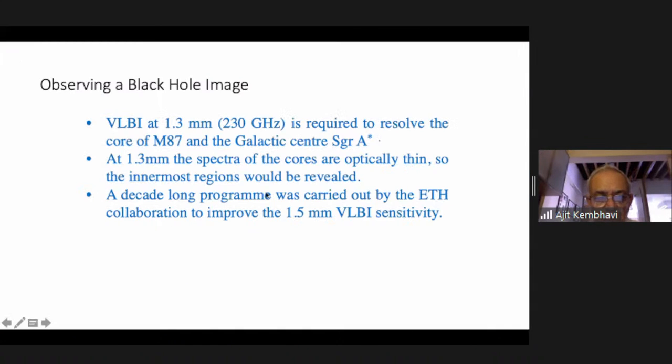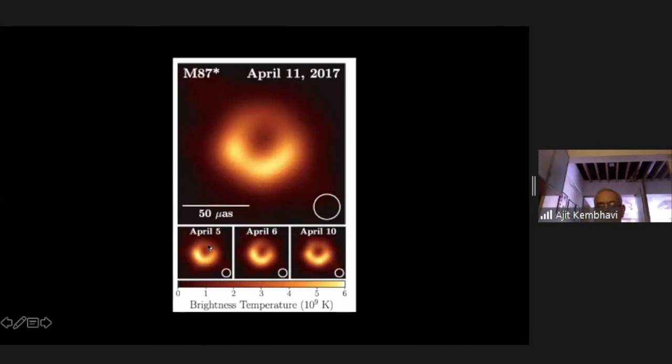They used VLBI, very long baseline interferometry, at 1.3 millimeters, as I already mentioned. A decade-long program was carried out, and in 2017 they released this image, which is absolutely fascinating. So you see that you've got a dark spot in the center, and then you've got this broad band here, and then you've got a bright thing.